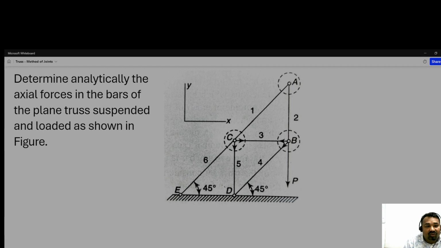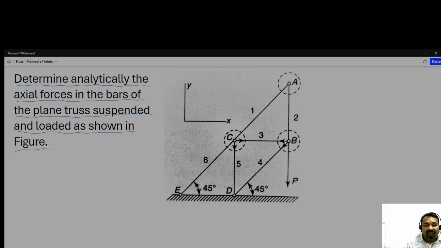Now let us solve the question of truss through the method of joints. And let us read the statement of the problem. Determine analytically the axial forces in the bars of the plane truss suspended and loaded as shown in figure. Okay, so this is the plane truss.